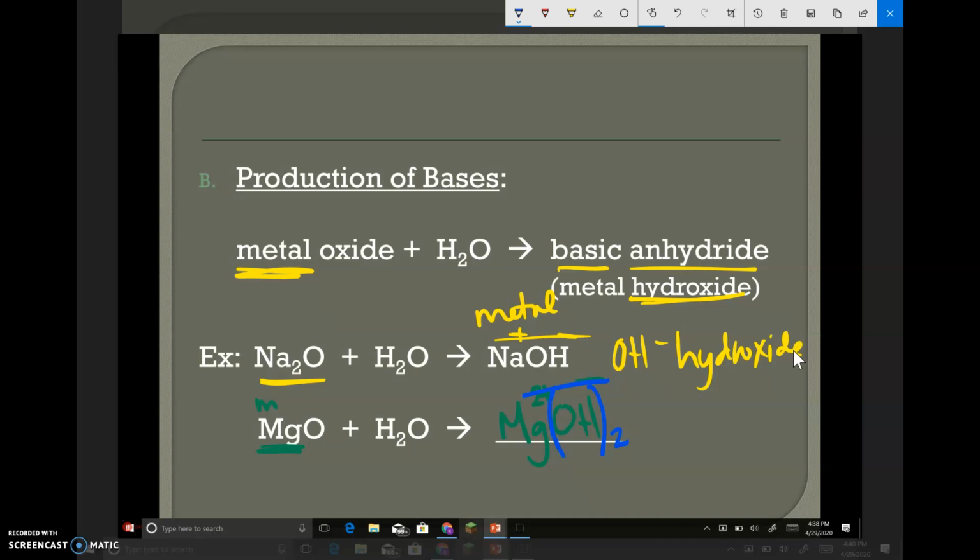Okay, let's choose another metal. Let's say that we're doing aluminum. So aluminum oxide, if we swap and drop our charges, we get Al2O3 plus water. Let's say that we have to predict this product.